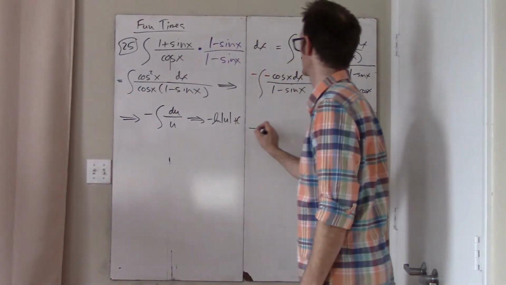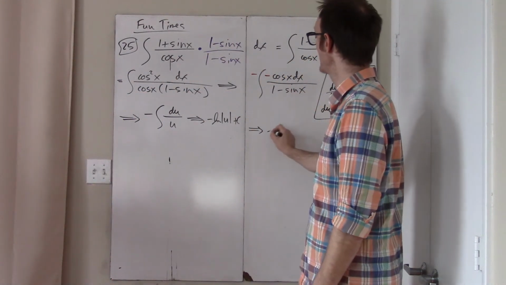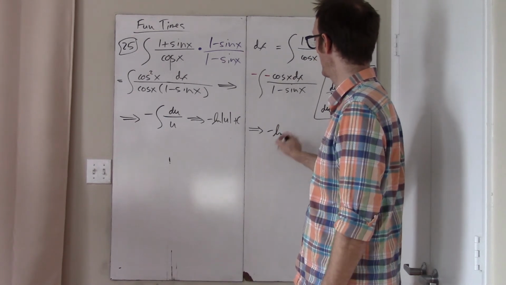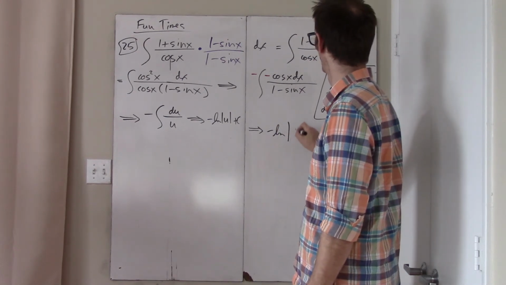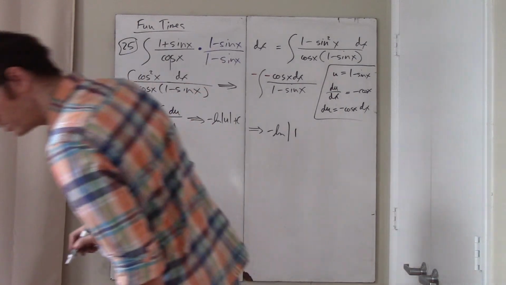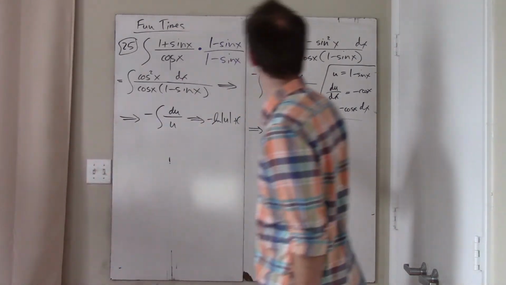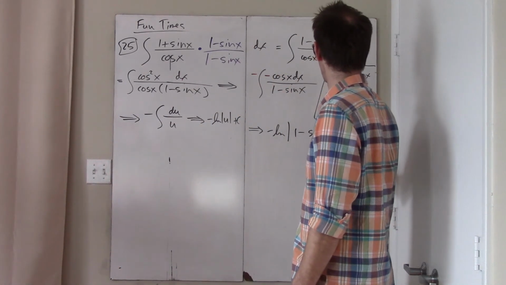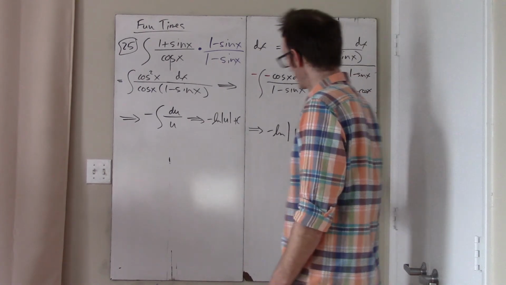So this problem becomes negative ln absolute value of 1 minus sine x plus c.